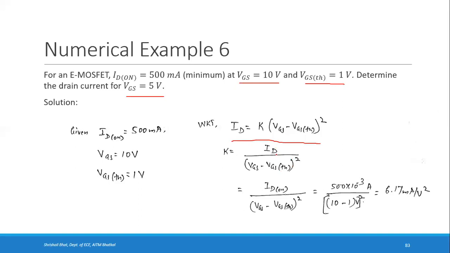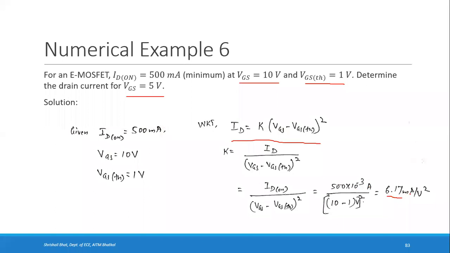If you substitute the on conditions here, I have ID on value, and VGS minus VGS threshold, the whole square. ID on is 500 into 10 raised to minus 3 amps. VGS is 10, VGS threshold is 9. So 10 minus 1 is 9 volts, whole square. So the answer is 6.17. The unit will be 10 raised to minus 3 amps.